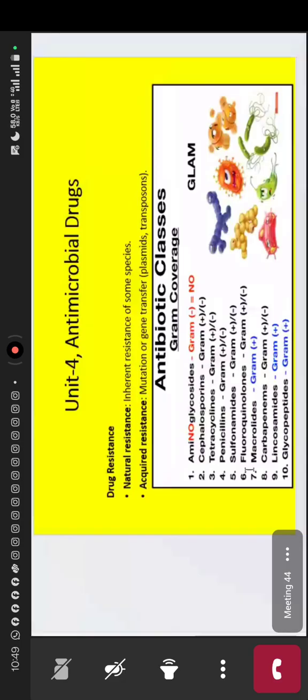In natural resistance, we have some inherited resistance. In natural resistance, bacteria have inherited resistance of some species, and acquired resistance is the resistance which bacteria acquire by mutation or by gene transfer. For gene transfer, bacteria have plasmids. Plasmids are the extra-chromosomal DNA which is responsible for the mutations and for the gene transfers. So this is about your unit 4, which is antimicrobial drugs.